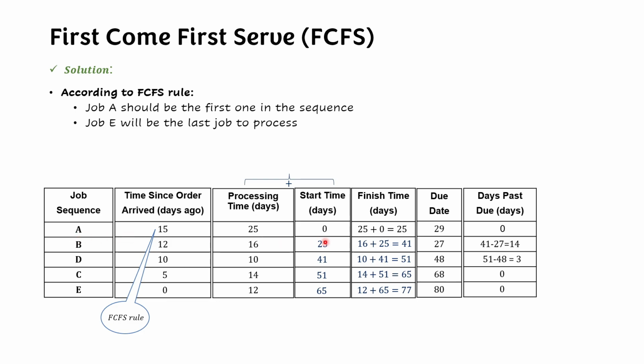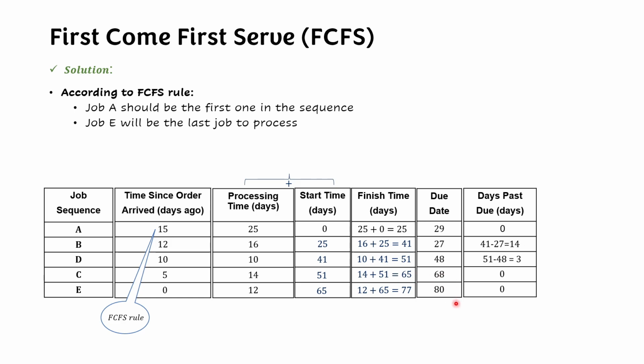Now for job A, the due date was on the 29th day. Since we finished the job on the 25th day, days past due is 0. For job B, the due date was the 27th day, but we finished the job on the 41st day. It means we have days past due equal to 14, that is the difference between finish time and due date. Similarly, for job D, we have days past due equal to 3. And for job C and job E, we have days past due 0, since the jobs finished earlier than their due dates.